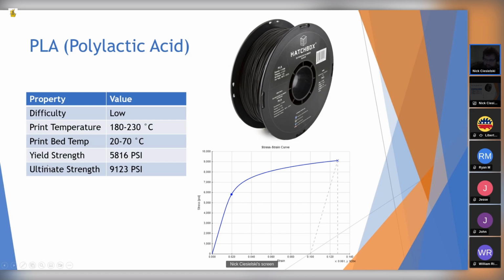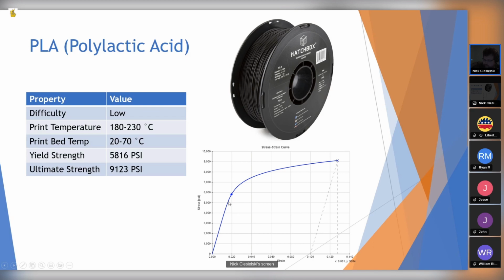Being an engineer, we look at yield and ultimate strength. So if you look at this curve here, and I put this here just as a reference, we're looking at the stress versus the strain. The stress, how much force per square inch, and then the strain, how much it's stretching.